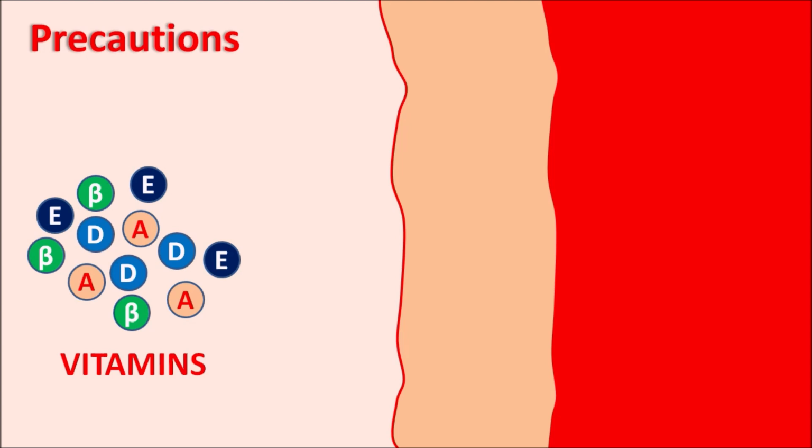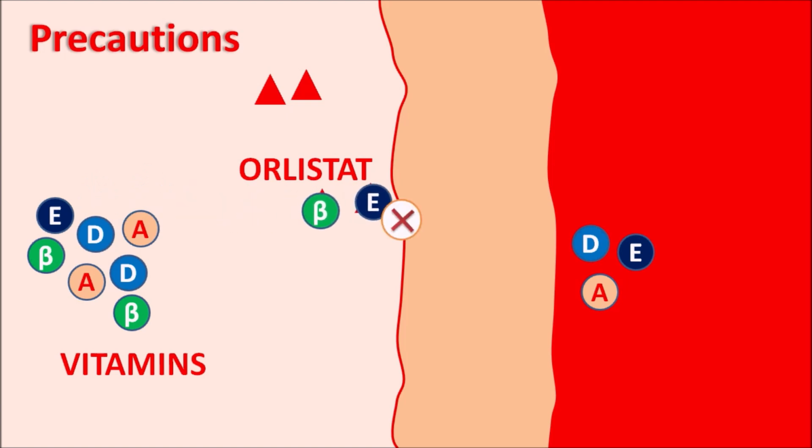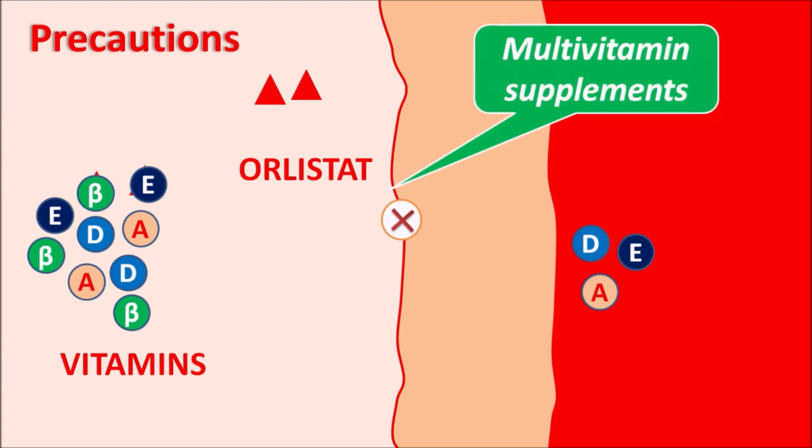Normally, because of their lipid solubility, they can be easily absorbed through the intestine. But in presence of orlistat, this orlistat can form a complex with these vitamins, and this complex is non-absorbable. So, in presence of orlistat, the vitamin absorption is going to be reduced. That's why multivitamin supplement should be given along with the orlistat in order to control the vitamin deficiency.